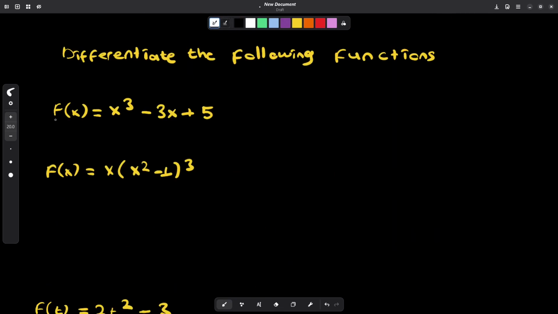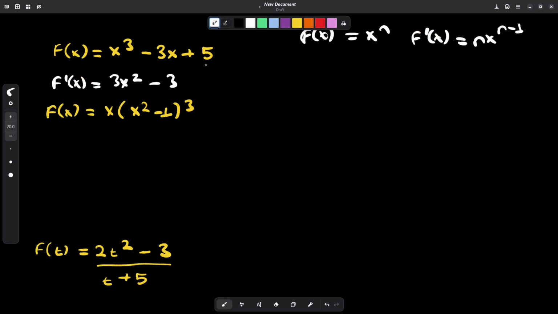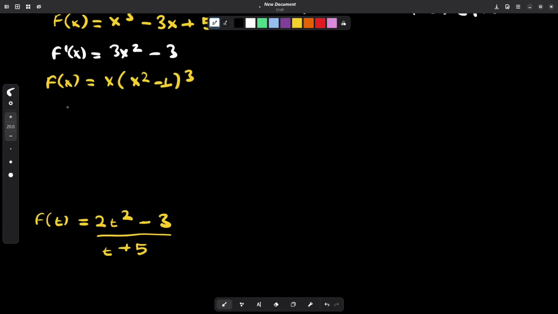Differentiate the following functions. The first one is a simple example. If f(x) is x to the nth power, f derivative x will be n times x to the n minus 1. f derivative x is 3x squared minus 3. I just use the rule here, of course. And the constant rule tells us the derivative of 5 is 0.